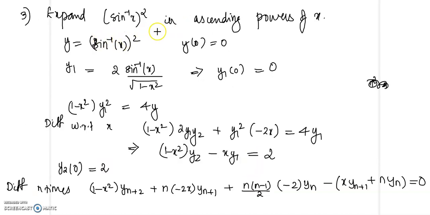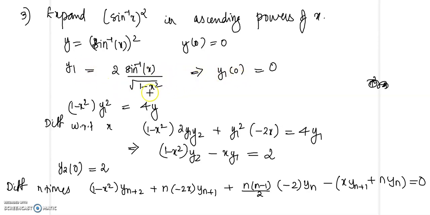Next problem is to expand sine inverse of x whole square in the ascending powers of x. So we have y equal to sine inverse of x whole square. So y at 0 will be equal to 0. Sine inverse of 0 is 0. So y at 0 is 0. Now let us take the first derivative. So that will give 2 sine inverse of x by root of 1 minus x square. Again, when x is 0, y1 at 0 will be 0.